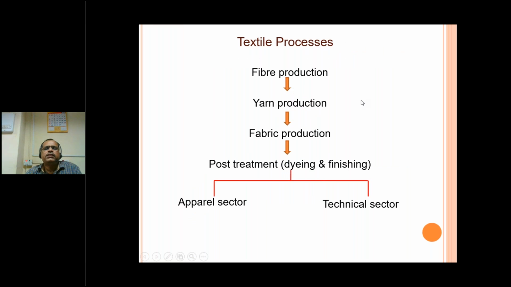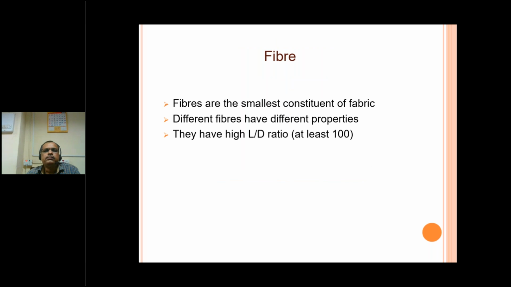So textile processing is a long process to make the fabric for the end use application. That is fiber production, yarn production, fabric production, and post treatment, that is dyeing and finishing. Then this fabric can be used for the apparel or technical sectors, depending upon the quality of the fabric.